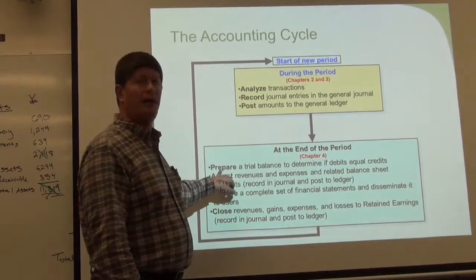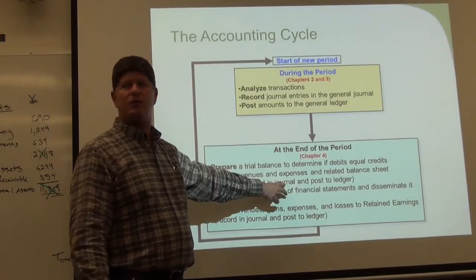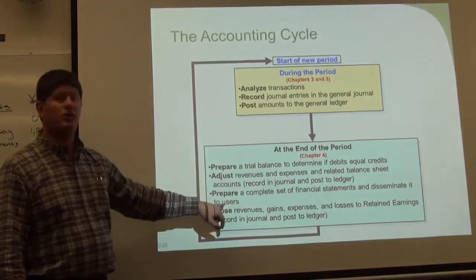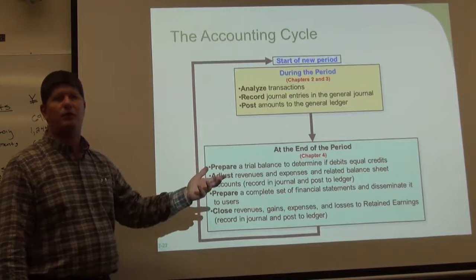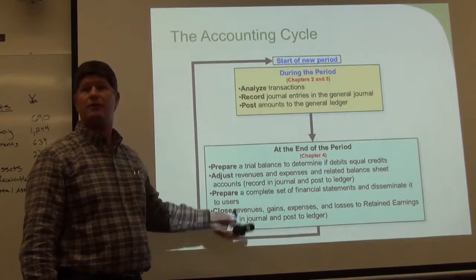We do adjustments to that, which is something I'm going to cover when we get into chapters 3 and 4. And then we prepare the financial statements from the adjusted trial balance. And then we do closing, which all we do is set up the accounts for the following month. I just want you guys to understand the concept, but we're going to go through all those steps during the next 15 weeks.